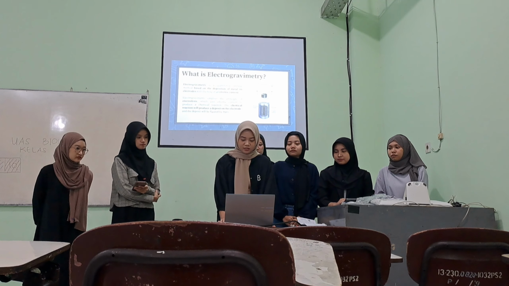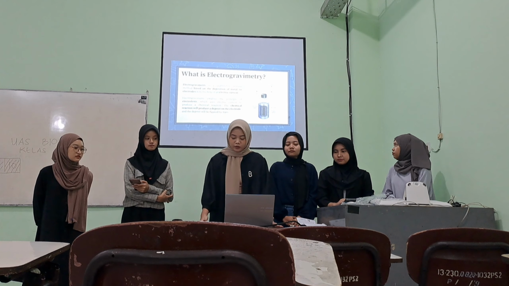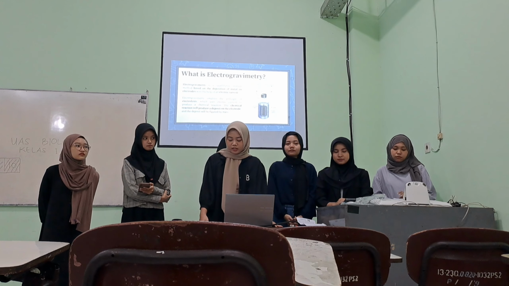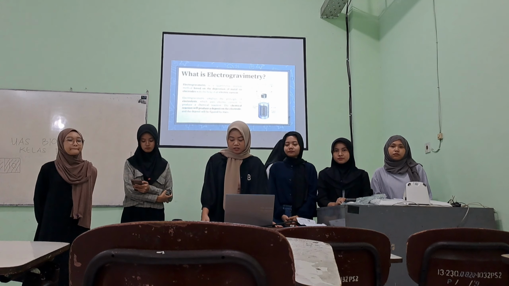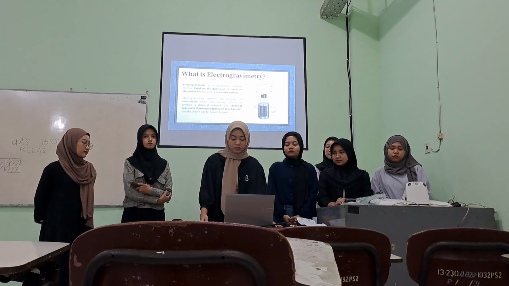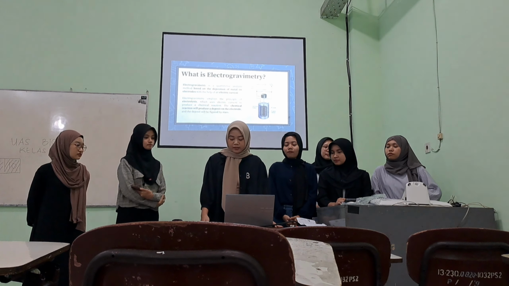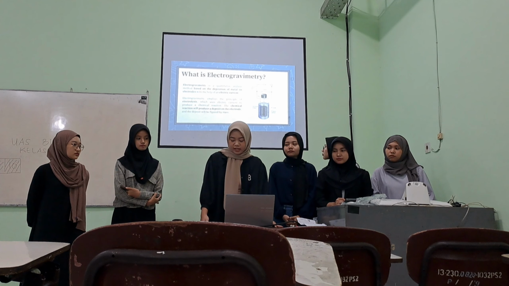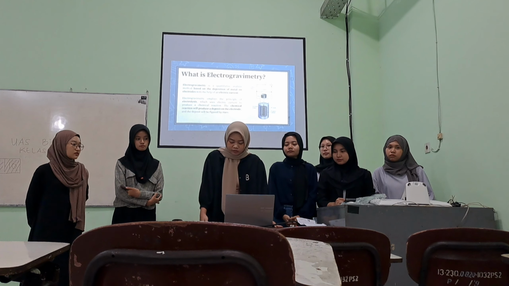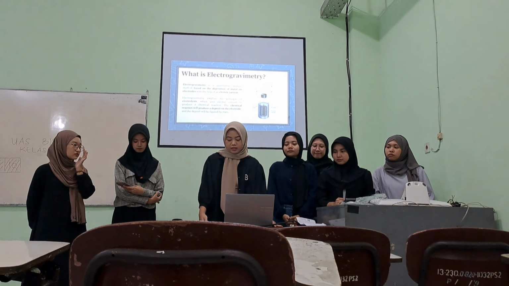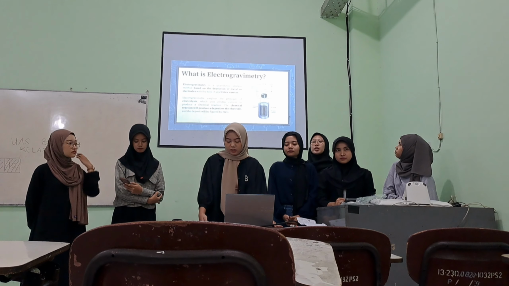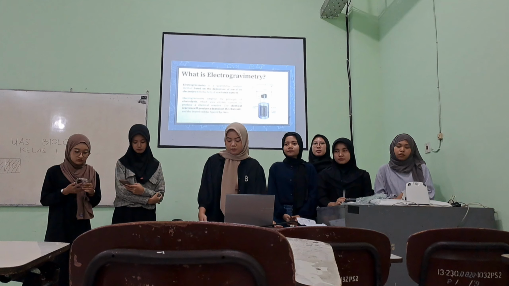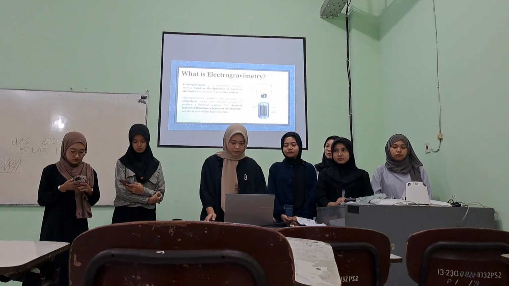What is electrogravimetry? Electrogravimetry is a quantitative analysis method based on the deposition of metal on electrodes with the help of an electric current. Electrogravimetry employs the principle of electrolysis, which uses electric current to produce a chemical reaction. The chemical reaction will produce a deposit on the electrode, and the deposit will be measured by mass.